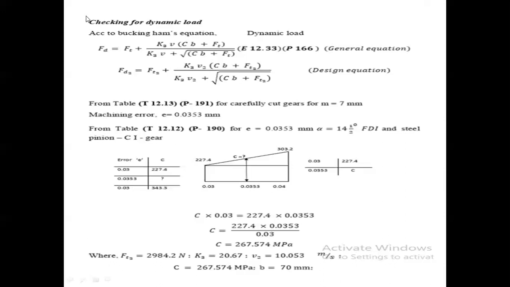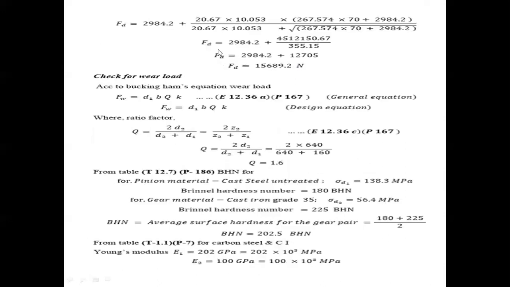Now substitute all these values in the above equation 12.33, and after substitution and simplification, I will get FD is equal to 15689.2 Newton, which is the dynamic strength of the gear material. Next, in the same way, the next step is to check for wear load.